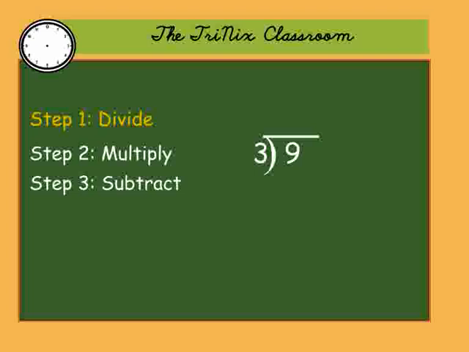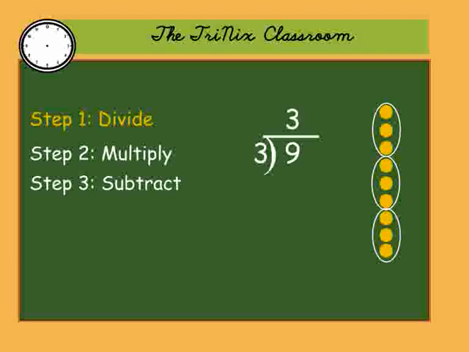We want to know how many groups of 3 we can get out of 9. So let's gather our 9. 1, 2, 3, 4, 5, 6, 7, 8, 9. Now let's circle each group of 3. 1, 2, 3. We were able to get 3 groups of 3, so our answer, our quotient, is 3. When we divide the dividend by the divisor, we put the quotient above the line.